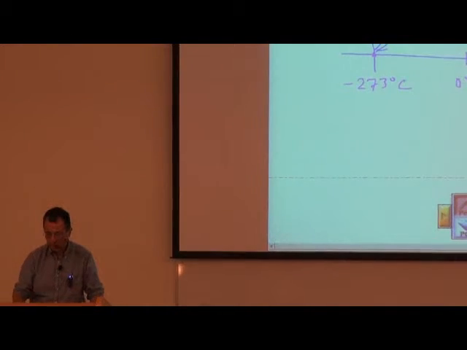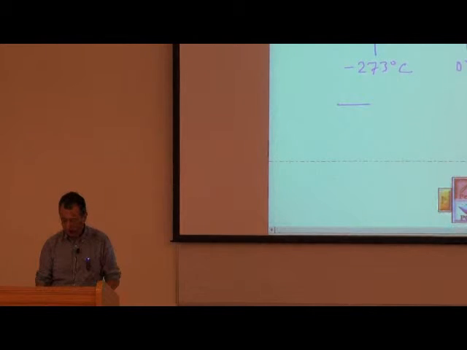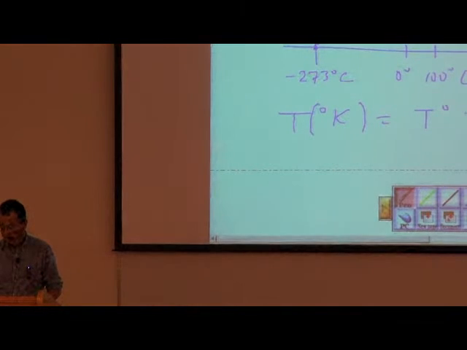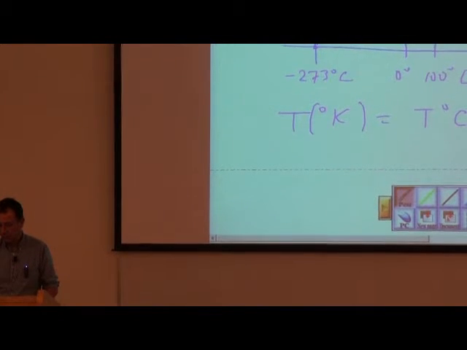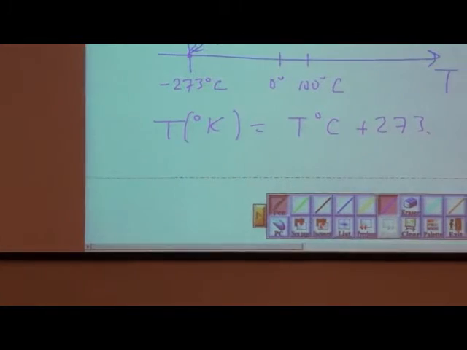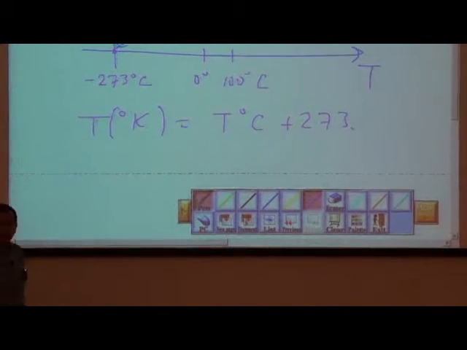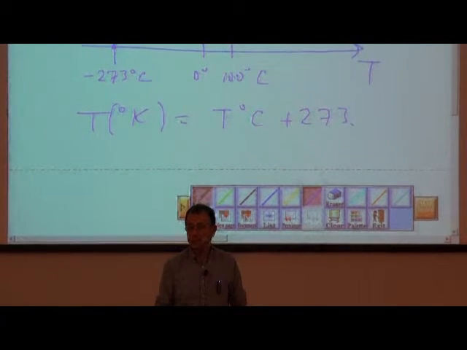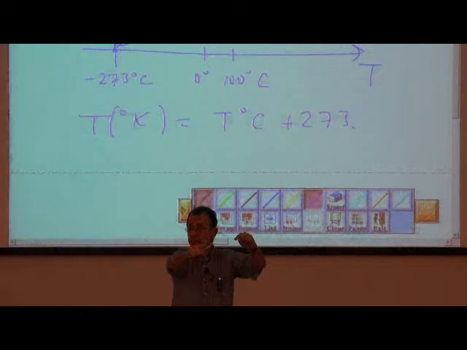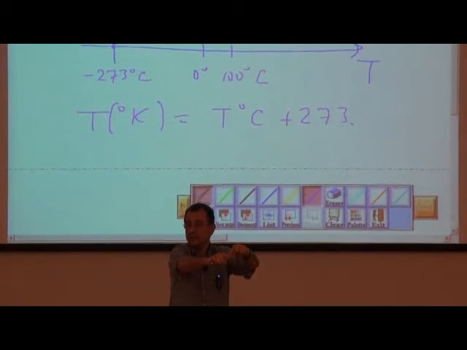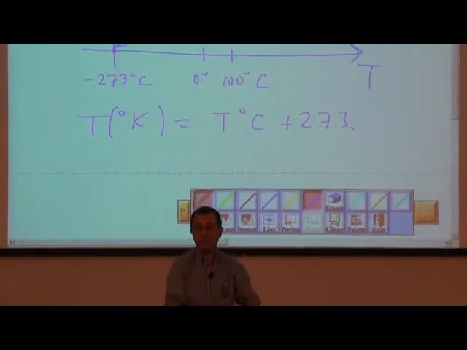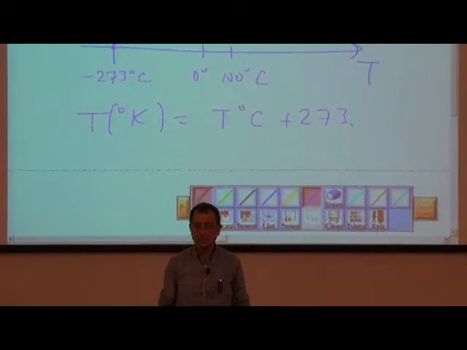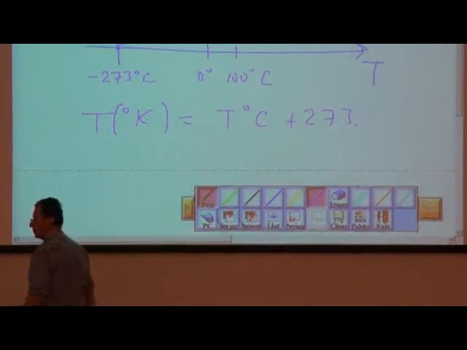So you can define a new temperature scale. T degrees Kelvin is T degrees centigrade plus 273. If you make it that way, this new scale is positive all the way because the Kelvin temperature is 0 where pressure is 0. Okay, and pressure cannot be less than 0. So this is called the absolute temperature scale.